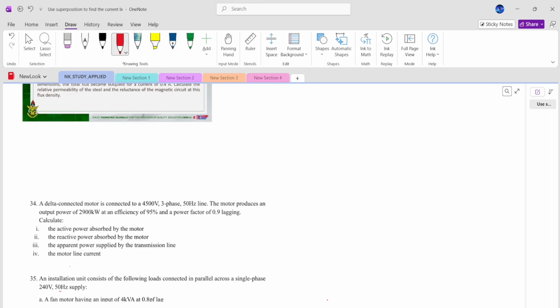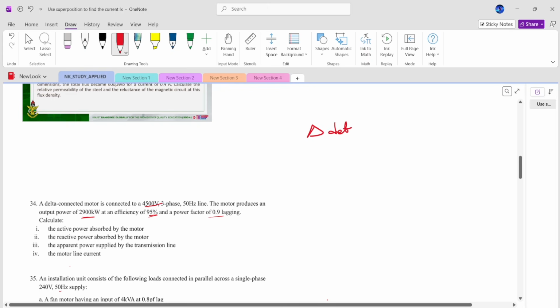All right. So we start with this question. It says a delta connected motor is connected to a 4000 volt three phase 50 hertz line. The motor produces an output power of 2900 kilowatts at an efficiency of 95%, a power factor of 0.9 lagging. Good, right? So let's see, they've given us our V. The motor is delta connected, right?